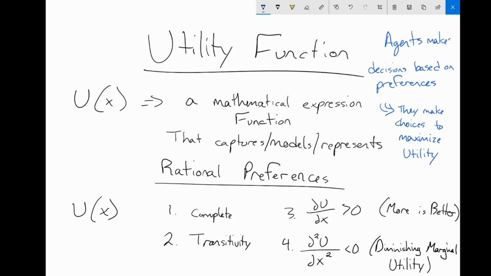So then we can now use this utility function that exhibits rational preferences to model the behavior of rational agents. This is going to be a powerful tool. These are utility functions.